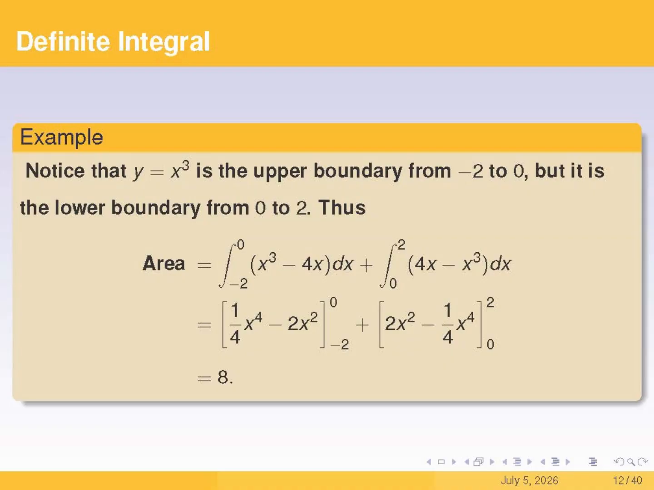So, for the first part from negative 2 to 0, we need to integrate x cubed minus 4x from negative 2 to 0. That is the first integral on the left-hand side of the equation. For the second part from 0 to 2, we integrate 4x minus x cubed from 0 to 2, which is the second integral on the left. Adding these two integrals up gives us the total area from negative 2 to 2. Once we find the antiderivatives and work out the math, we will get the final area.